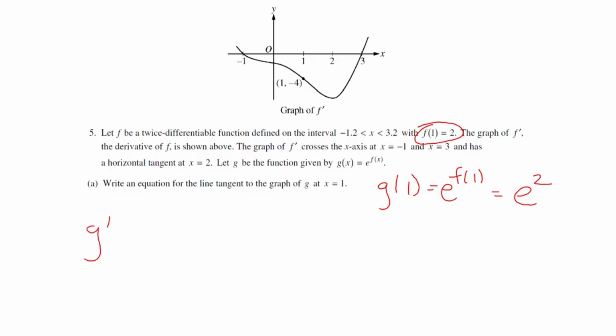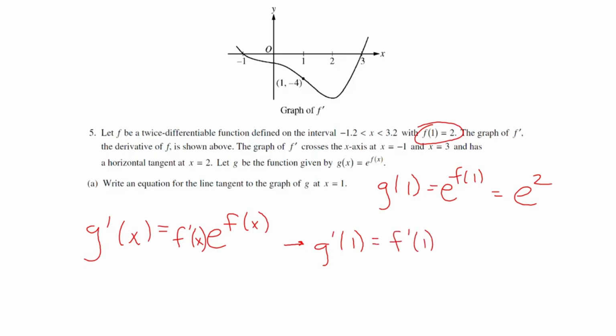And then we need g prime. So g prime is the derivative of e to the f of x, which is e to the f of x times the derivative of f of x. So f prime times e to the f. So we want g prime of 1, which will be f prime of 1, times e to the f of 1, which we already know is e squared. And we just found that already.